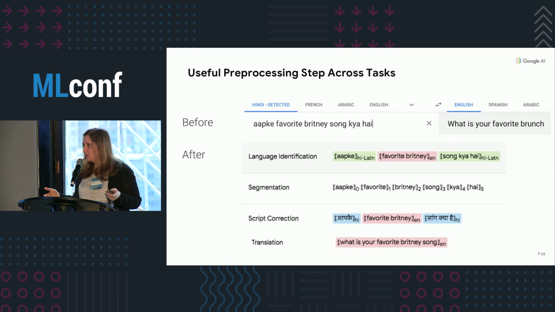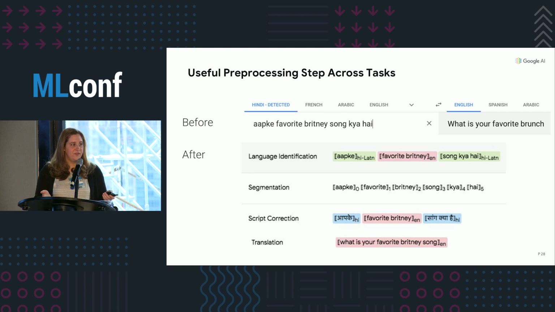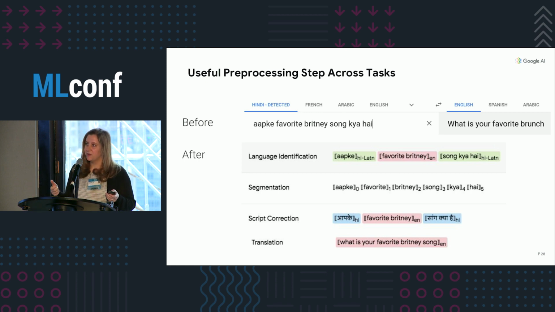And so this is really useful pre-processing across a variety of tasks. Especially, we tend to combine it with script correction, and that's really effective. So before, I might have had this query, and if I put it into Google Translate, it says, what is your favorite brunch? So even if you don't speak Hindi, you can say that's probably not right.